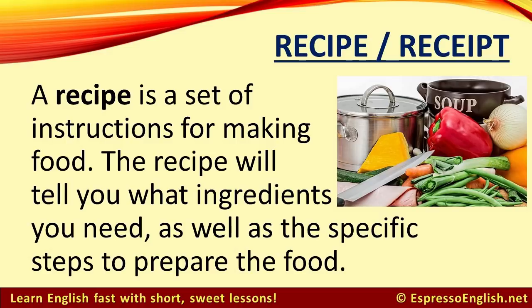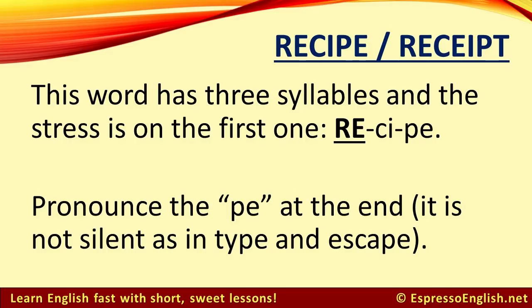Okay, let's get started. Our first pair of words is recipe and receipt. A recipe is a set of instructions for making food. The recipe will tell you what ingredients you need, as well as the specific steps to prepare the food. This word has 3 syllables, and the stress is on the first one, recipe.